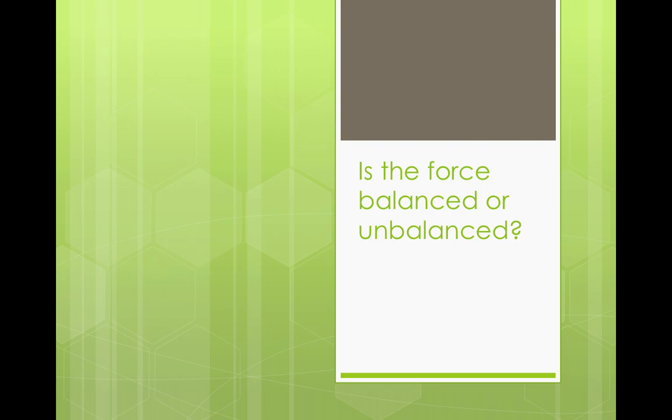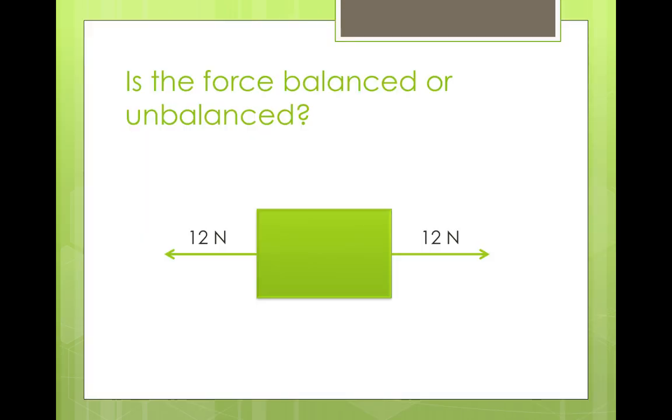Now, what I want you guys to do is to tell me whether or not the force is balanced or unbalanced, okay? Now, here I have an object. I have 12 newtons going to the right, and I have 12 newtons going to the left. So is this force balanced or unbalanced? If you guessed balanced, you are absolutely correct. All right, so we have a force going in opposite directions, and they are at the same magnitude, which is 12 newtons. All right, 12 newtons to the left and 12 newtons to the right, and because of this, they are balanced.